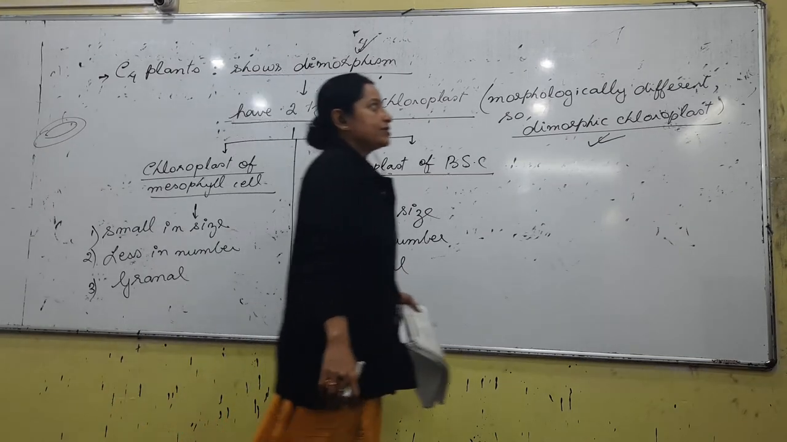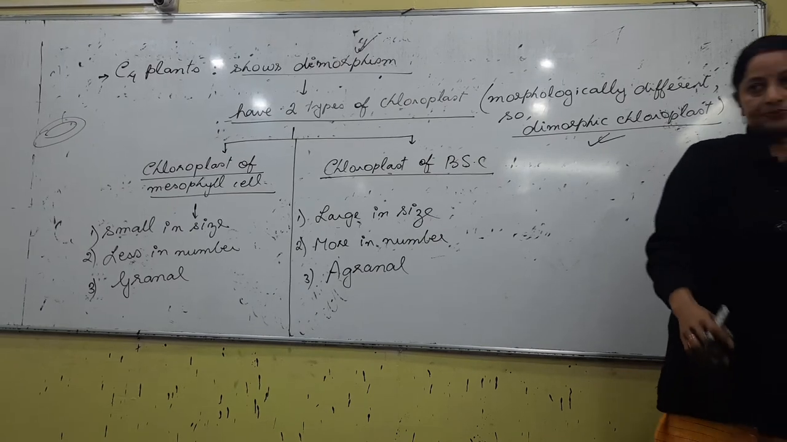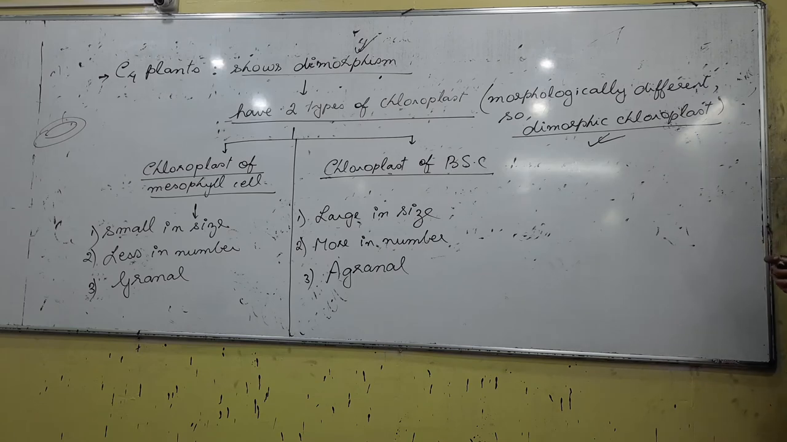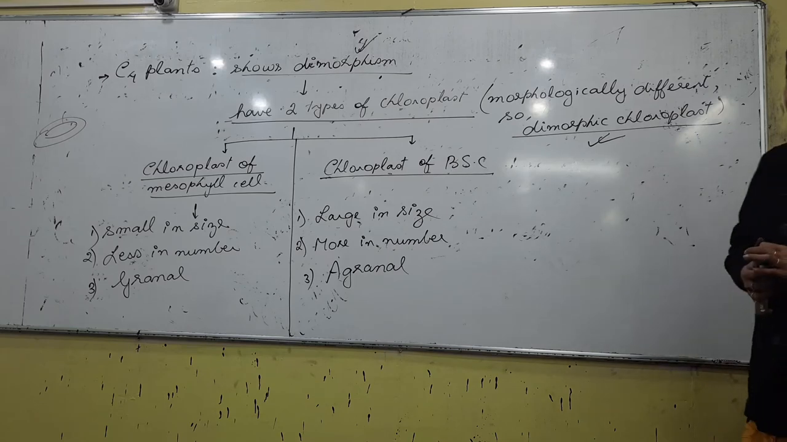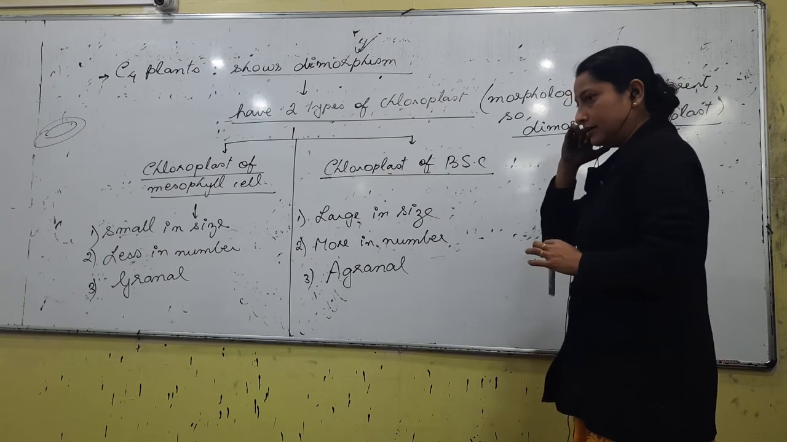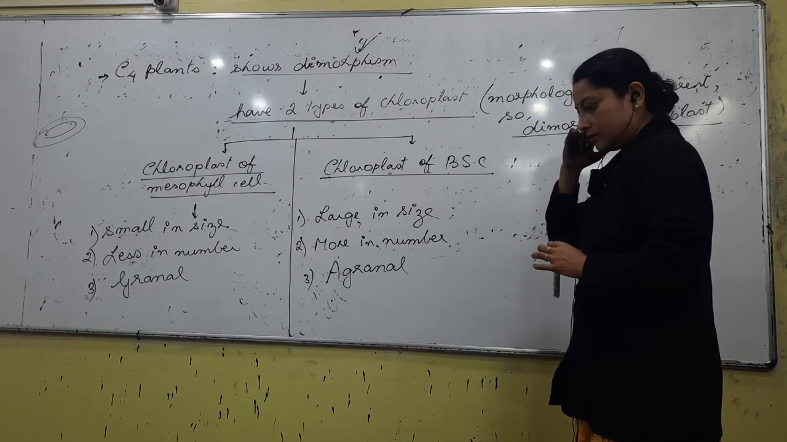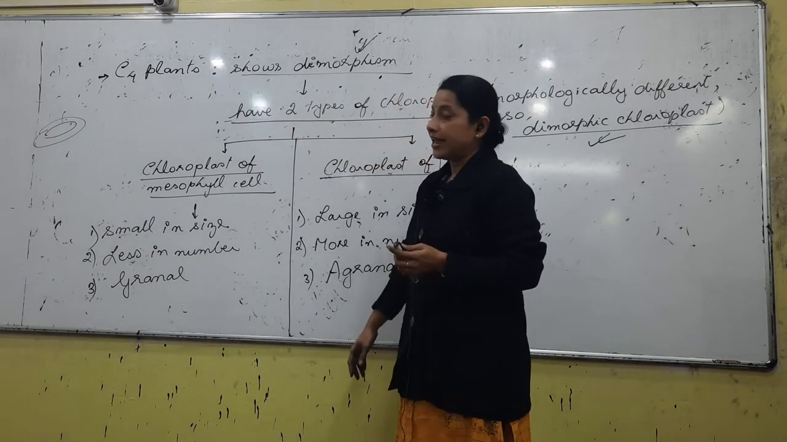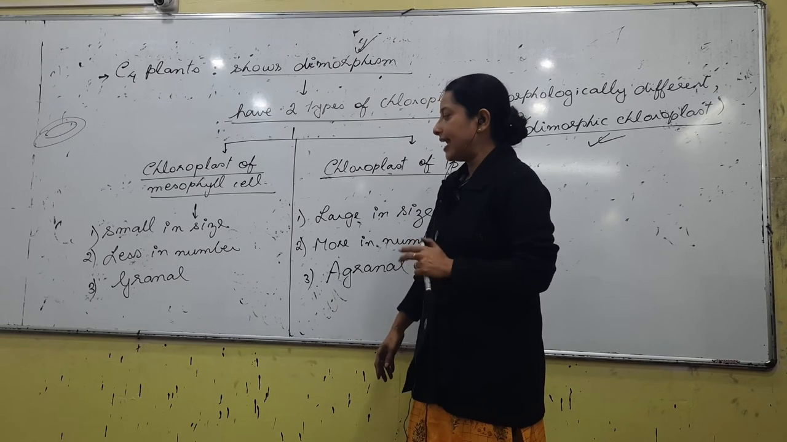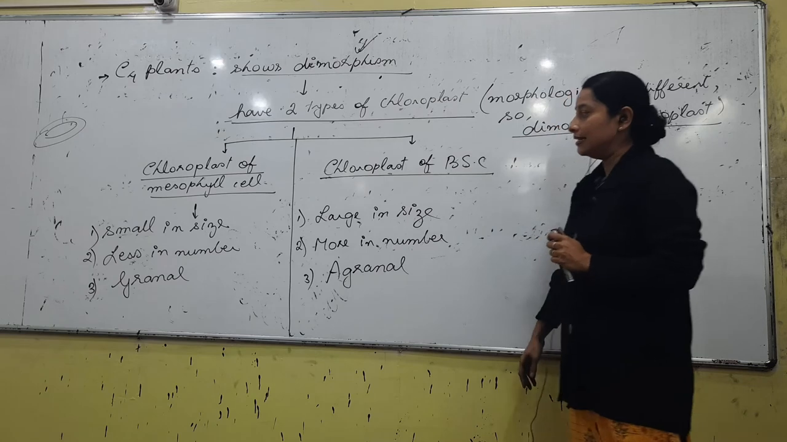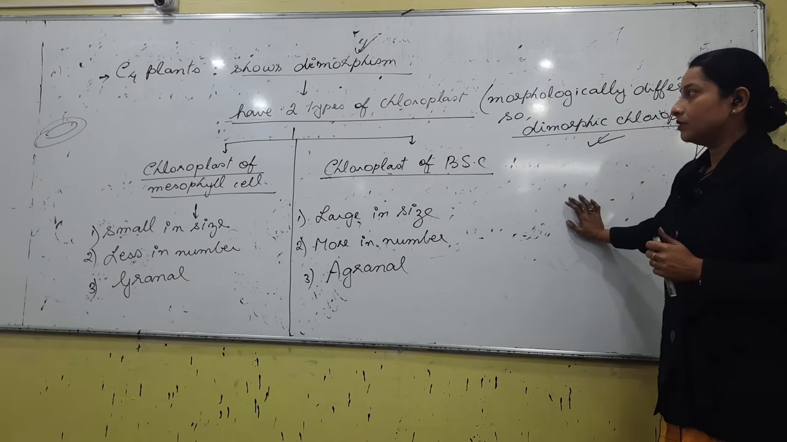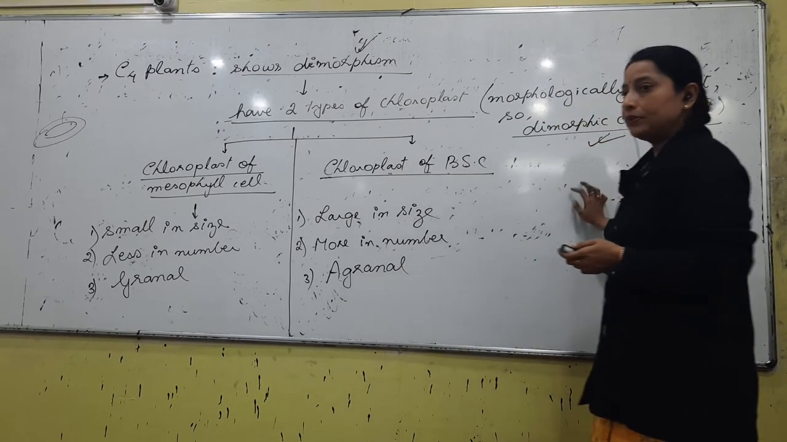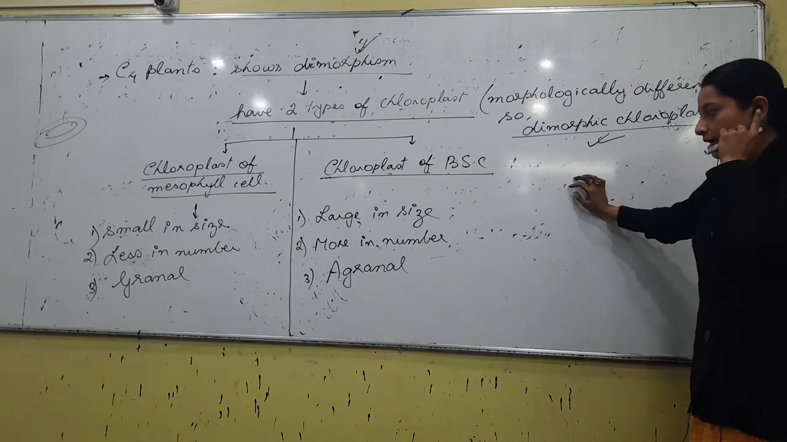Write these points down first. Right? What is the third point? Third point, we have written a word called granule, G-R-A-N-A-L, granule, or agranule. Is it over? Online students, is it over?